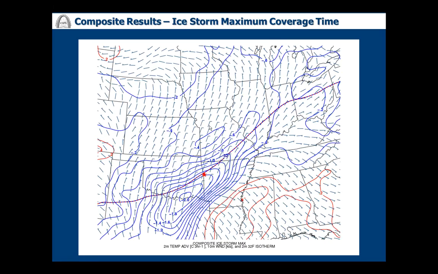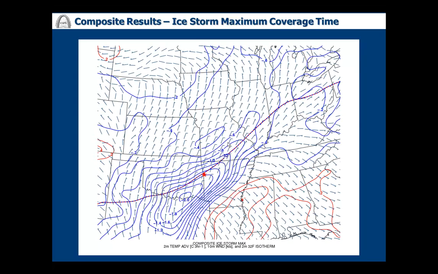Focusing a little more on the composite max coverage time here, this is looking at 2-meter temperature advection centered around the max time. And you can see our main focus here is going to be what's going to keep the sub-freezing surface layer from warming and keep the freezing rain ongoing. You can see some of these events are longer duration, so there have to be processes going on to keep the sub-freezing surface temps there.